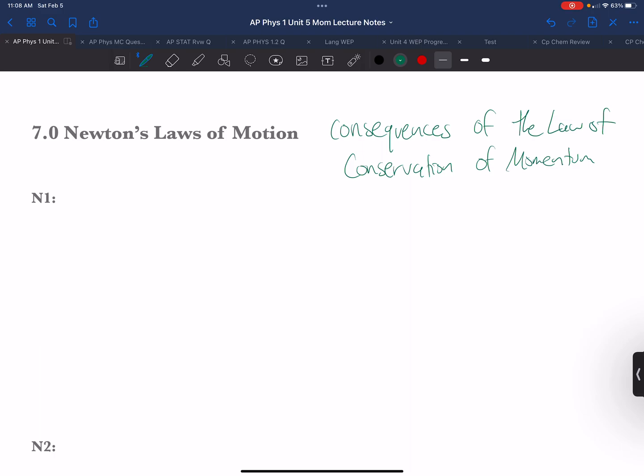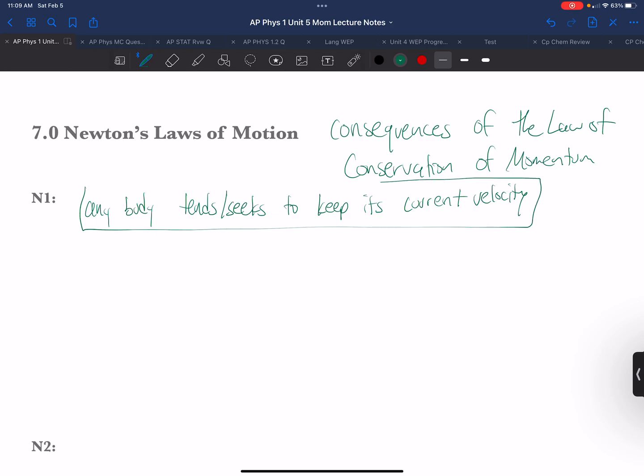So Newton's first law, which we've seen many times in the course so far, is that any body tends or seeks to keep its current velocity, period. That's it. Any body wants to keep its current velocity.